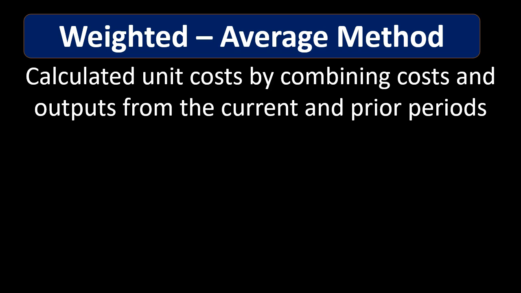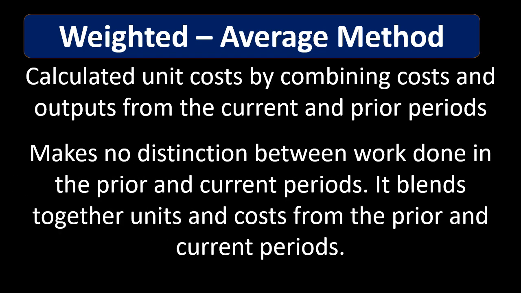Weighted average method. Calculated unit cost by combining costs and outputs from the current and prior periods. So in other words, we're looking at costs and outputs and in some format combining them with the current and prior periods. Makes no distinction between work done in the prior and current periods. It blends together the units and costs from the prior and current periods. So in so doing, we're going to blend them together. That's going to be the averaging process, and we assume the average will work itself out and be okay to use.